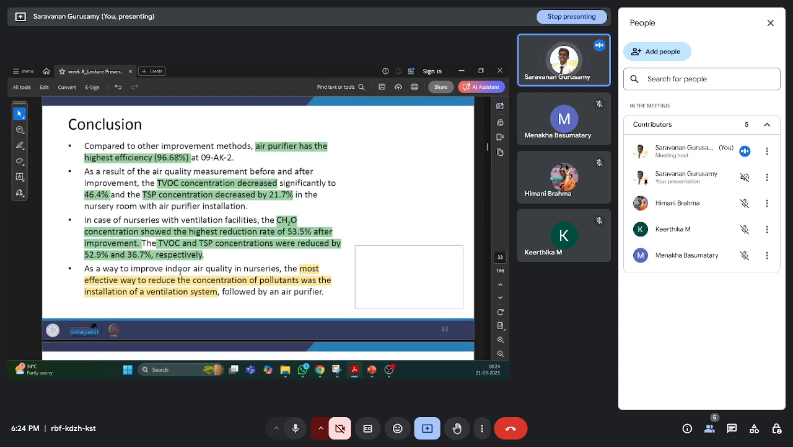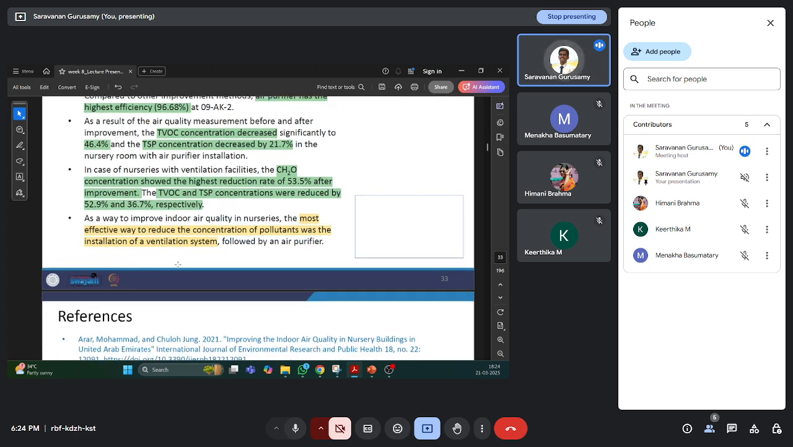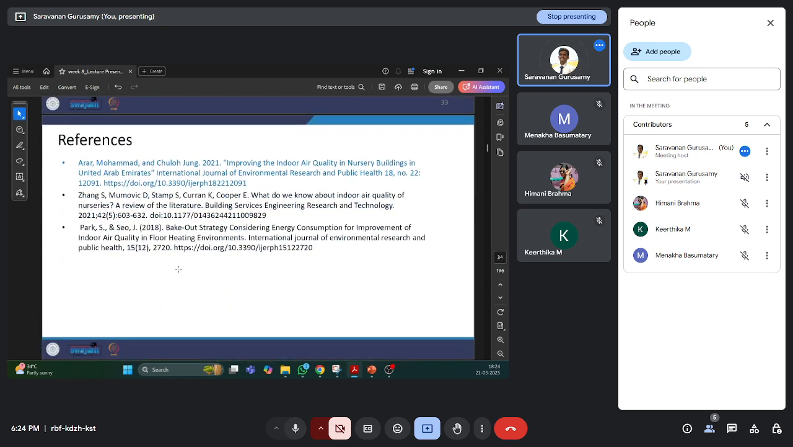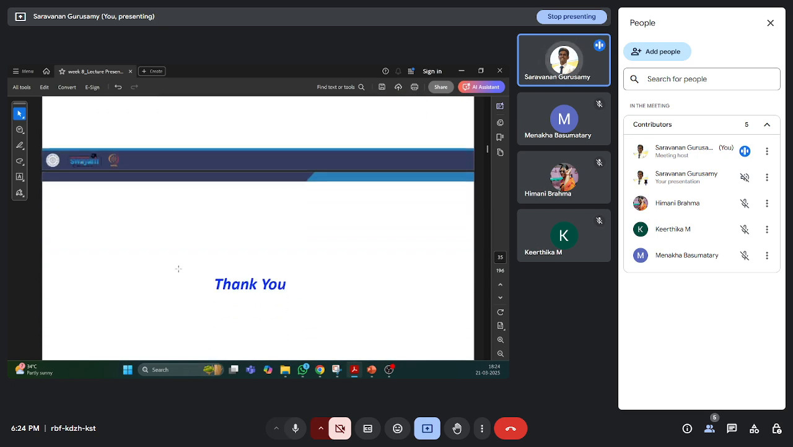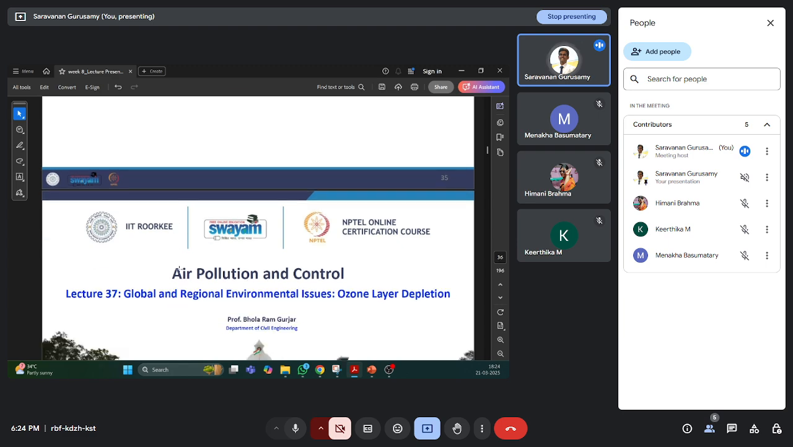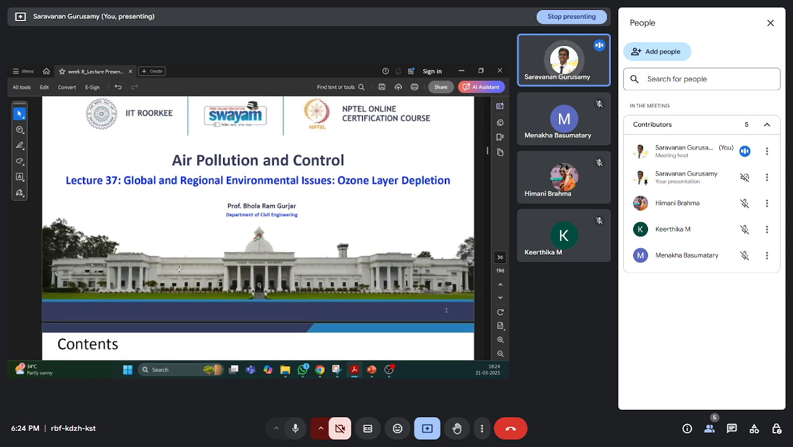The most effective way to remove the concentration of pollution, indoor air pollution I'm talking about, will be by installation of a ventilation system. That will also be a mechanical ventilation system. In some places you can modify the building materials also. So this is a case study and their recommendation to the building. This also you can take as a project and you can work on.